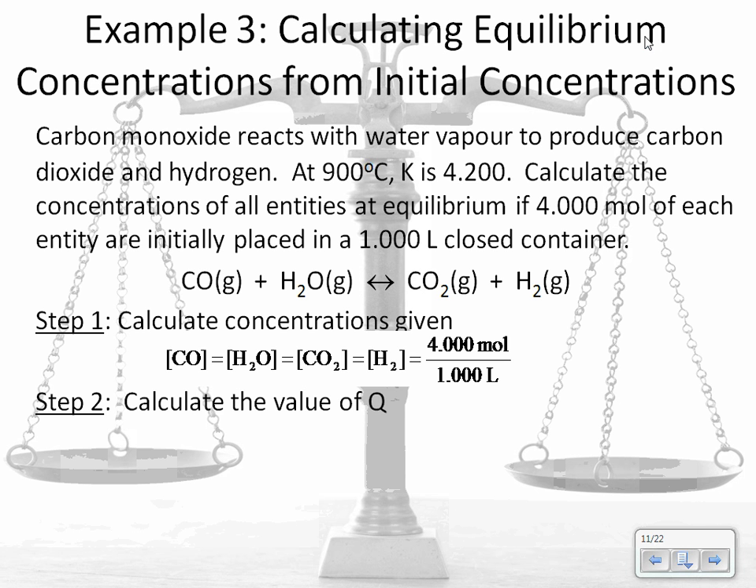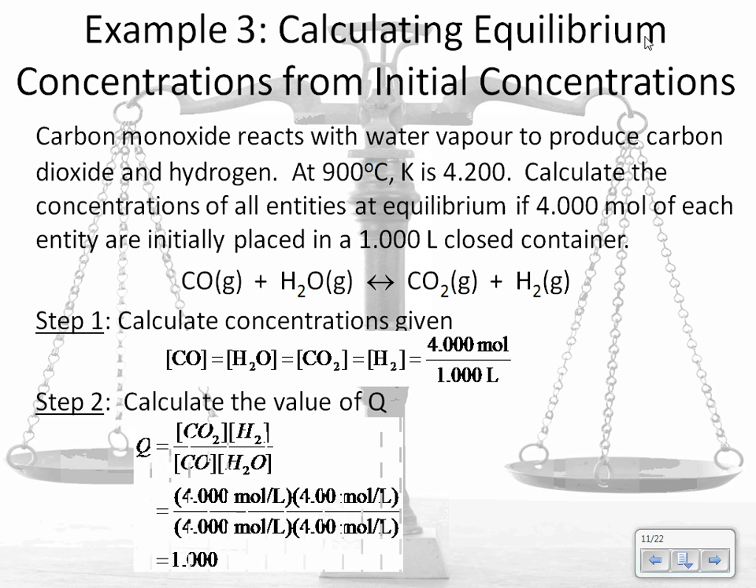So again, sometimes it's obvious. In this case, it's not obvious. So we have to calculate Q to figure out what direction the reaction will proceed in. So let's do that next. So to calculate the value of Q, there's your answer. So I put products over reactants, and it's 4 times 4 divided by 4 times 4, which ends up being 1. So your actual calculation in this case is pretty simple.